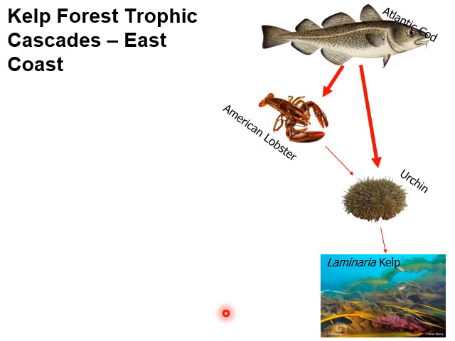Okay, let's talk a little bit about trophic cascades on the east coast of the United States, inside of kelp forests. In East Coast kelp forests, it's a little bit more complex. So we have Atlantic cod. Atlantic cod eat lobsters, and they also eat urchins. Lobsters also eat urchins, and urchins, as we just learned, eat kelp.